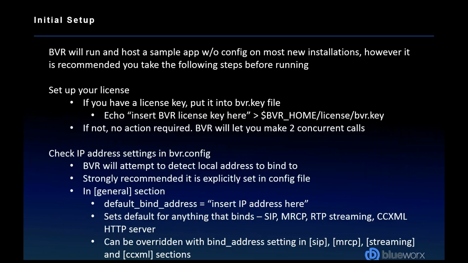Really, the most important thing here is that you check the IP address settings. On some systems, I've seen it on some VMs, it doesn't detect its own IP address. So it's always good to explicitly define the IP address in the config. The easiest way to do this is to go into the general section and set the default bind address, because that'll set it for everything. And you should have no issues after that. But you can override it for each different section if you feel like you need to.